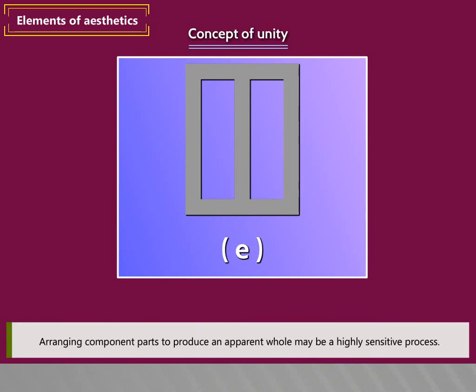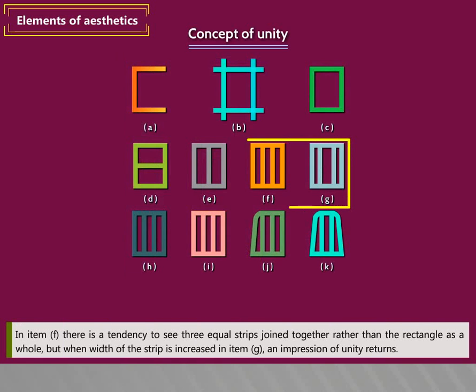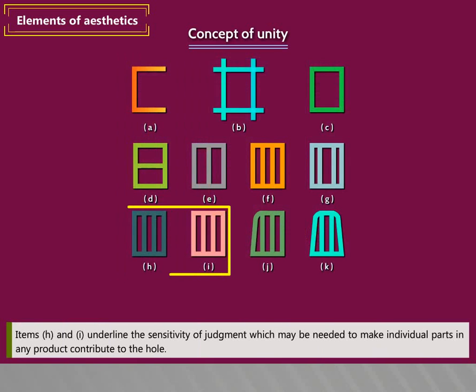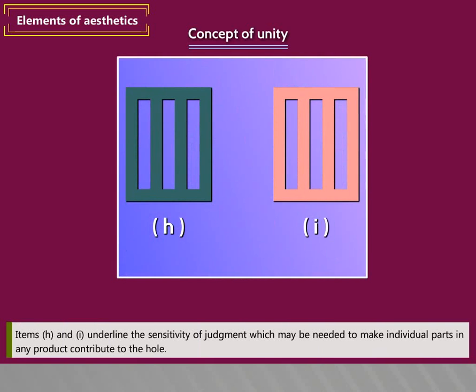Arranging component parts to produce an apparent whole may be a highly sensitive process. In item F, there is a tendency to see three equal strips joined together rather than the rectangle as a whole. But when width of the strip is increased in item G, an impression of unity returns. Items H and I underline the sensitivity of judgment which may be needed to make individual parts in any product contribute to the whole.